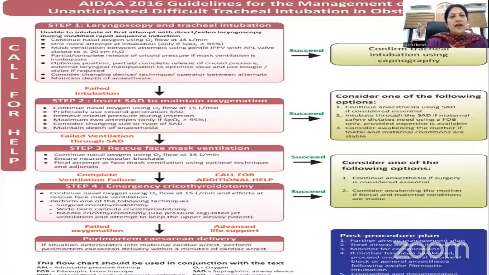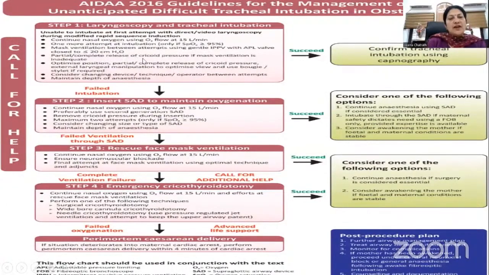These are the All India Difficult Airway Association 2016 guidelines for the management of unanticipated difficult tracheal intubation in obstetric patients, published in the Indian Journal of Anesthesia. Step 1 is laryngoscopy and tracheal intubation. If we are unable to intubate the patient at first attempt with direct or video laryngoscopy, we have to immediately call for expert help. Nasal oxygenation is to be continued with oxygen flow of 15 liters per minute. One more attempt at intubation is to be taken only if the saturation is more than 95%.